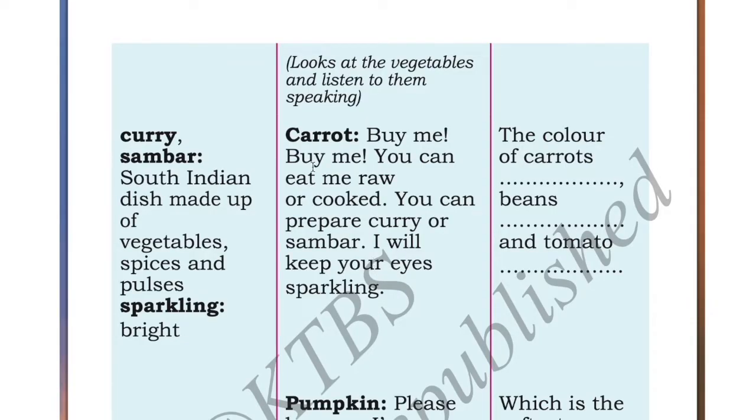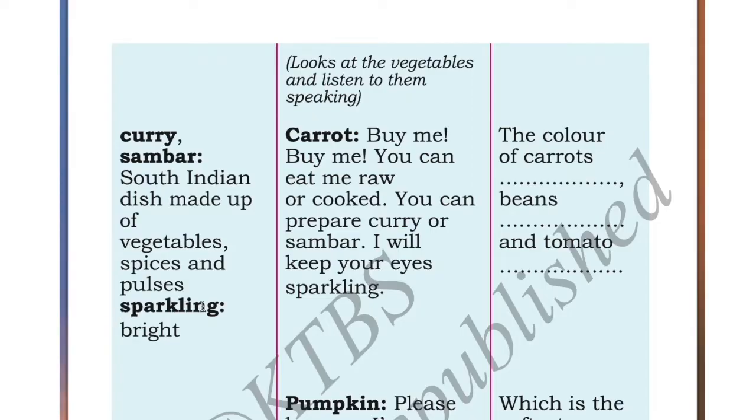First, we have carrot. Carrot is saying, "Buy me, buy me. You can eat me raw or prepare curry or sambar. I will keep your eyes sparkling." So, what are the dishes that we can make with carrot? We have curry and sambar. South Indian dish, which is made up of vegetables, spices, and pulses.